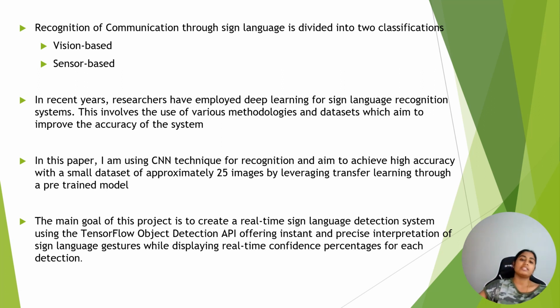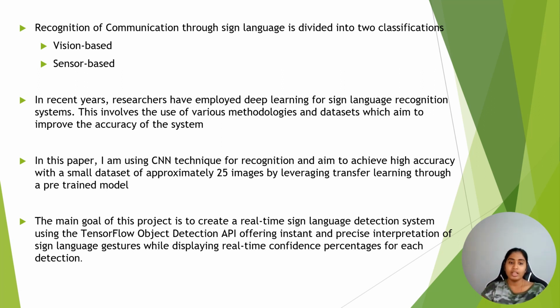In recent years, researchers have employed deep learning for sign language recognition systems, which involves various methodologies and data sets, and ultimately aims to improve the accuracy of the system. In this paper, I'm using the CNN technique for recognition and aiming to achieve high accuracy with very small data sets, in which I am taking only 5 images. For each image, I'm taking again 5 images, which is approximately 25 images, by leveraging the transfer learning approach.